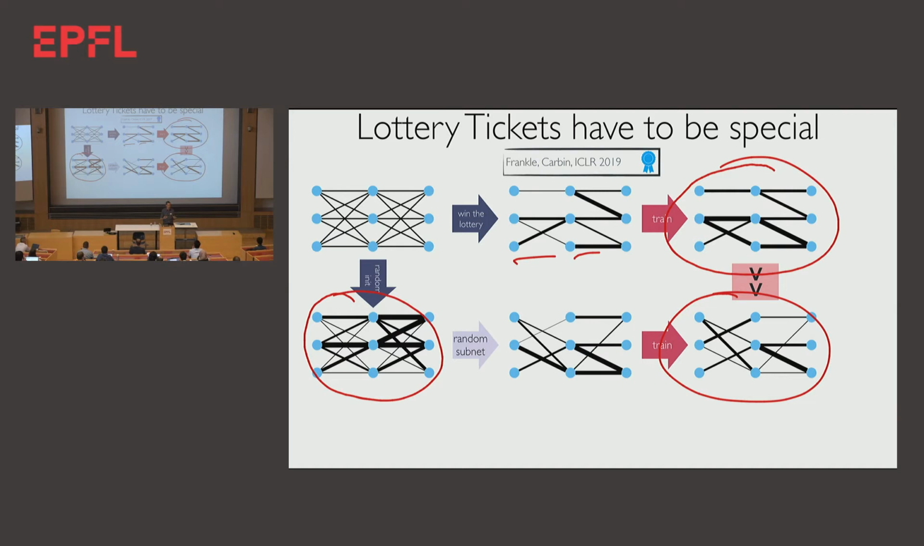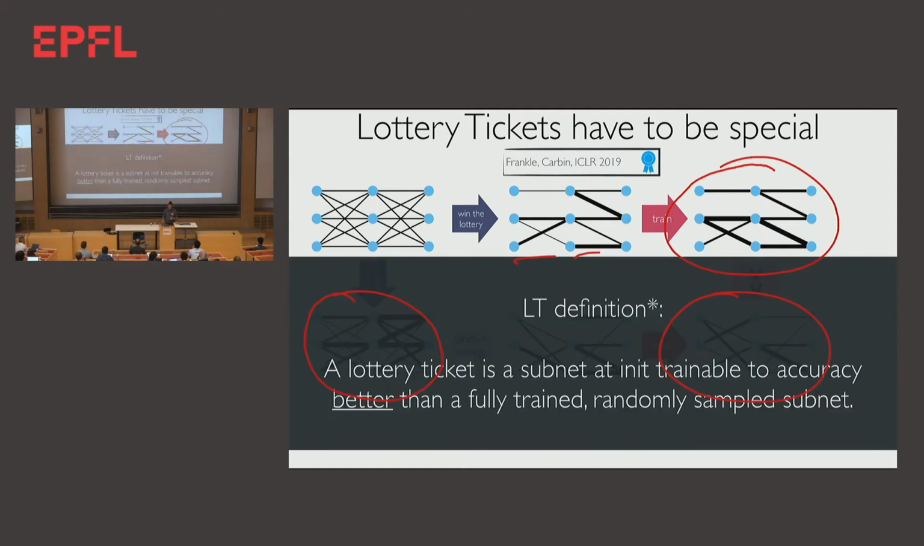Does that make sense? That's what makes a lottery ticket special. You have to do something intelligent at initialization. Otherwise, what's the point? Just randomly sample, okay? So, not necessarily a formal definition, but a lottery ticket is a subnetwork at initialization, before doing any training, trainable to better accuracy than a fully trained, randomly sampled subnetwork of the same sparsity. Okay.